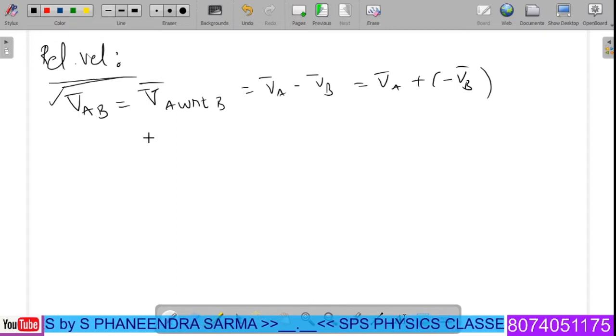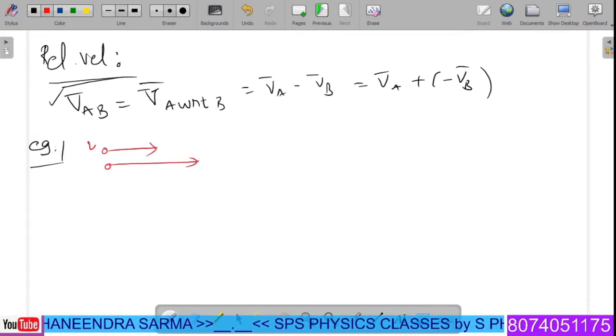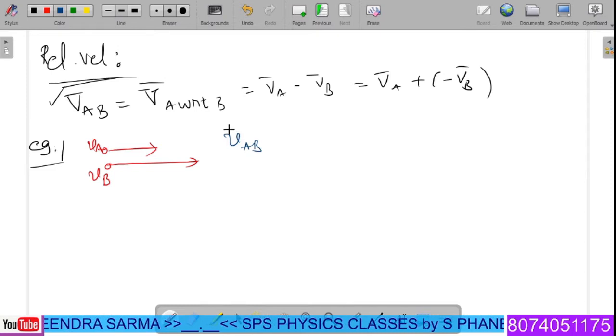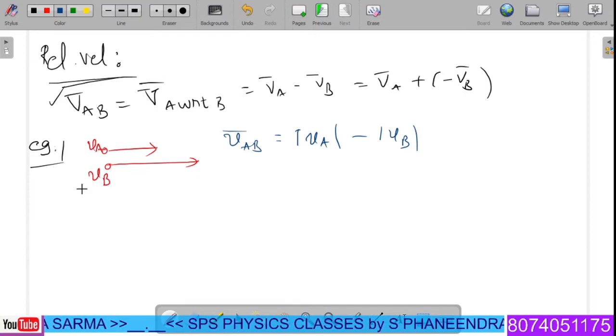Now we have some examples of how to find the relative velocity. In example 1, let us imagine that two objects are moving in the same direction. The first one has VA and the second one has VB. Then the relative velocity VAB bar is simply written as modulus of VA minus modulus of VB. By using this concept, we can write down the relative velocity of A with respect to B.